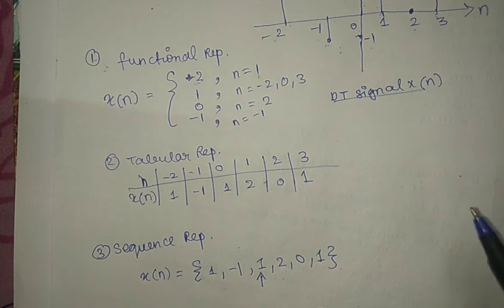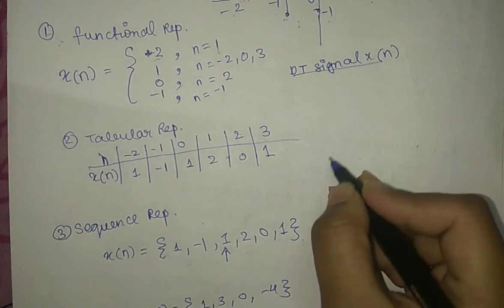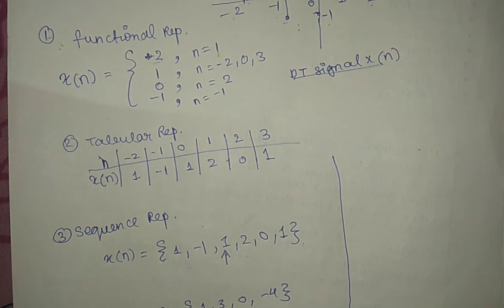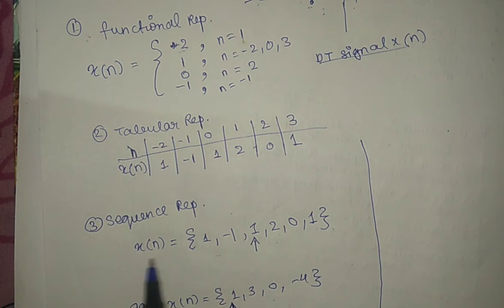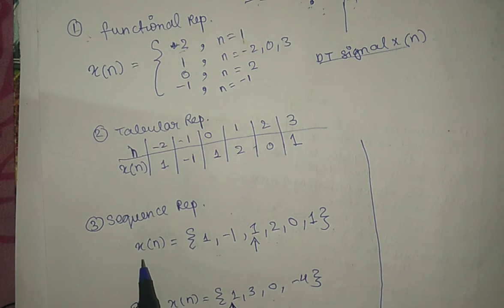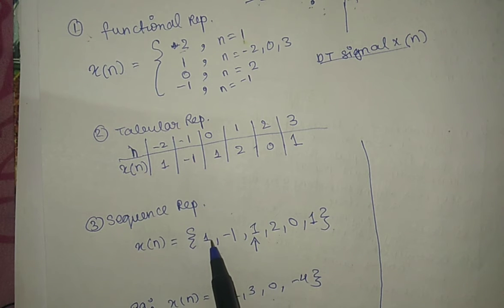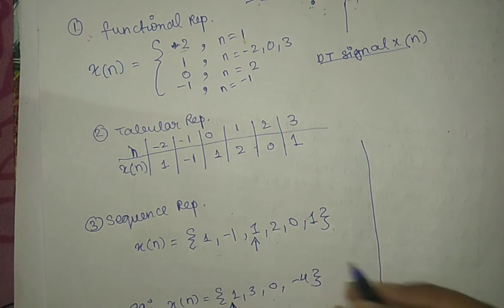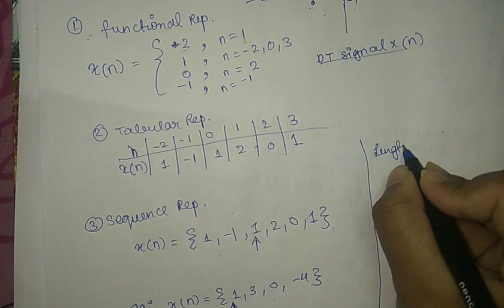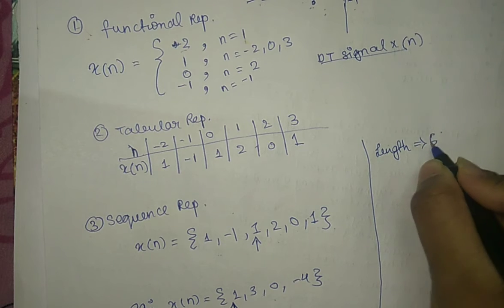I hope you got this. Now there are some small points which are remaining. Here in the sequence representation, these are the samples. If someone asks you to determine its length, then you have to count the number of points. It is 1, 2, 3, 4, 5, 6. So the length of the sequence is 6.